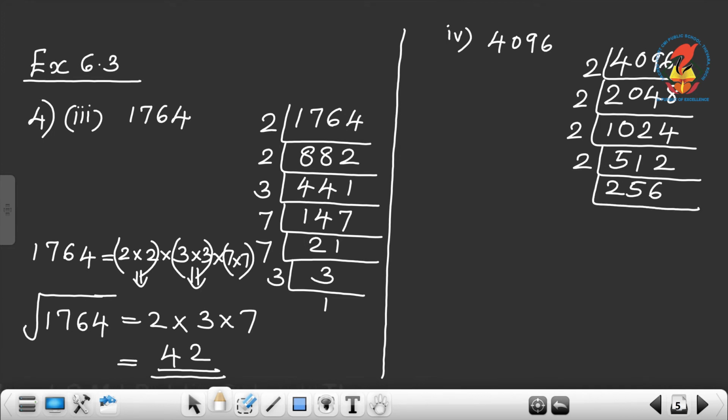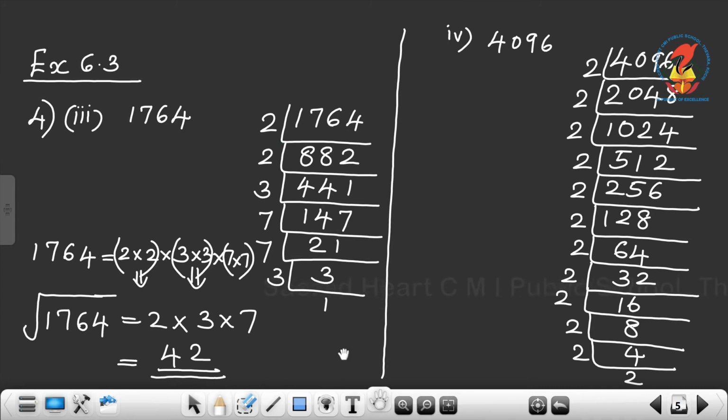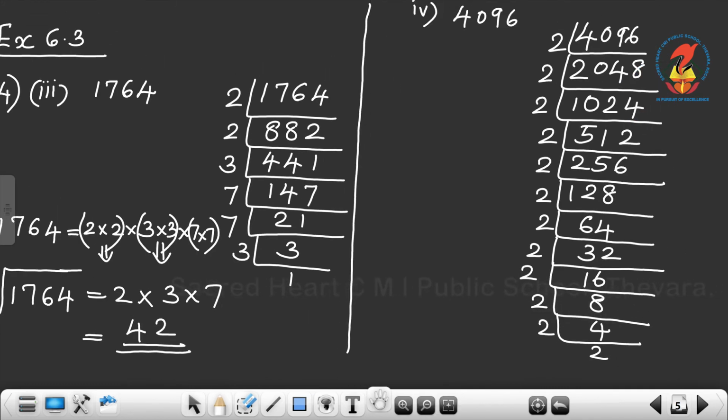Then 6, again with the 2, 1, 2 2s are 4, 8, with the 2, 2 6s are 12, 4, again with the 2, 32, then with the 2, 16, again 2, 8, 2, 4, 2, 2, then the 2, 1. Okay.